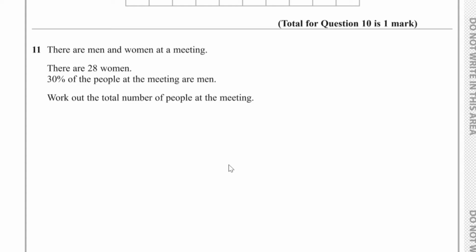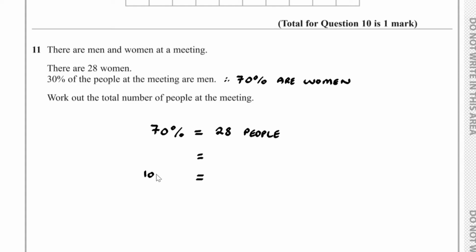Question number 11. There are men and women in a meeting. There are 28 women. 30% of the people at the meeting are men. And we have to work out the total number of people at the meeting. So we've got 70% who are women. So we've got 70%, which is equal to 28 people. And what ultimately we need to do is find out what 100% is, because we need to find out the total number.